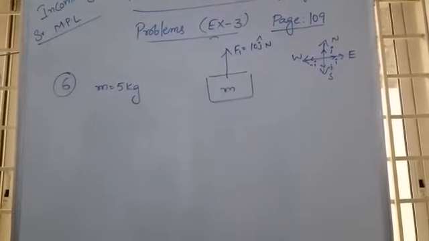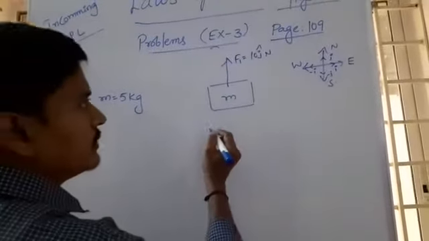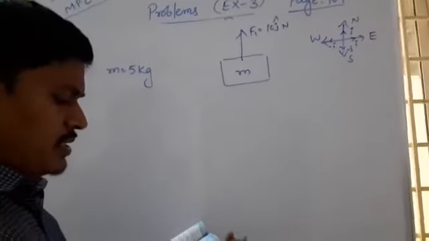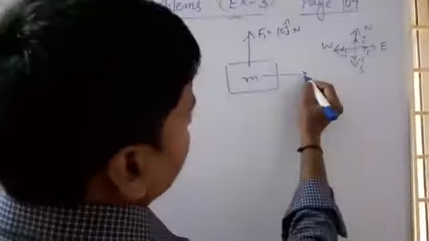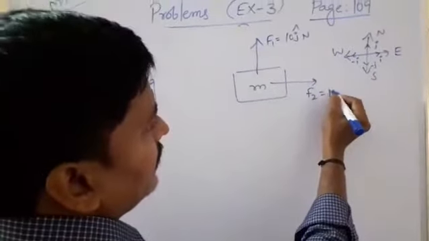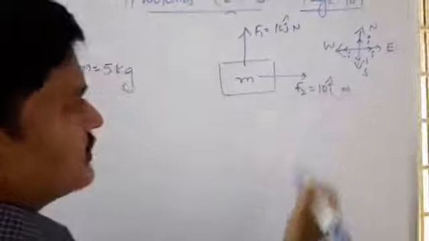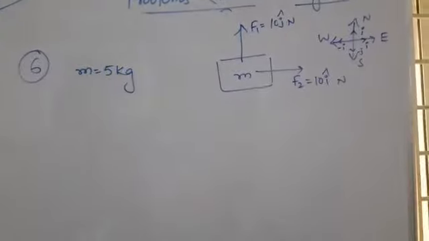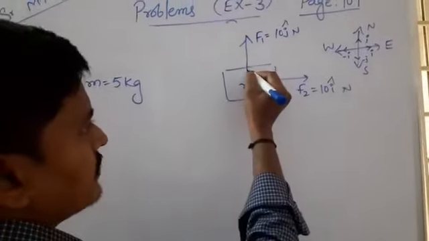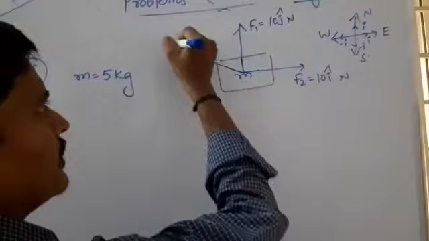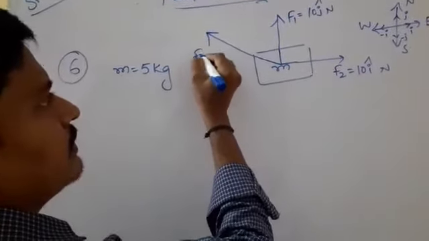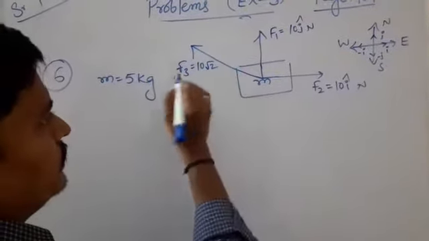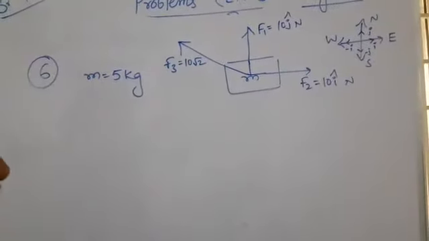Next, second force is, what is it? First force is due north. Second force is due east. So F2 is equal to 10 I newtons. Next, third force is acting along the northwest direction. This is F3, 10 root 2 newtons, northwest direction.